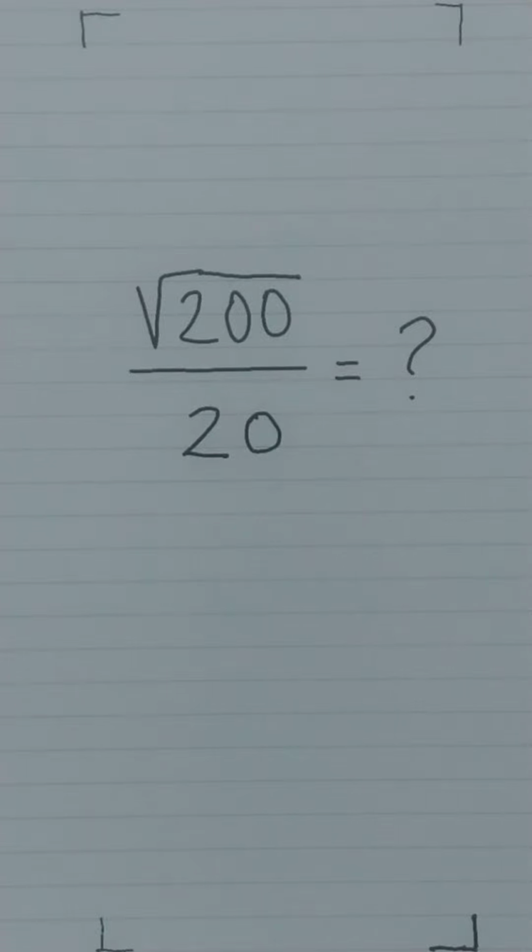I want to show you on the CASIO how to set it up to get two different types of answers. One exact, one approximate. So let's say we're doing this problem here: square root of 200 over 20. We want to find our answer.